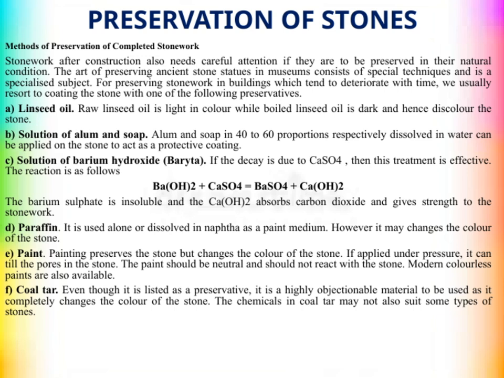Lastly, coal tar is listed as a preservative, but it's generally considered objectionable because it completely changes the stone's appearance, and the chemicals in coal tar may not be suitable for all types of stone. Overall, each method has its pros and cons, and the choice depends on the specific condition of the stone and the desired preservation outcome.